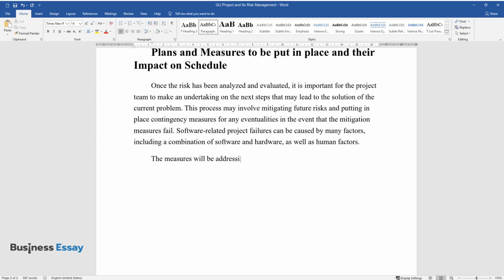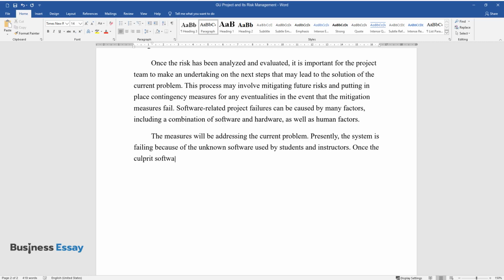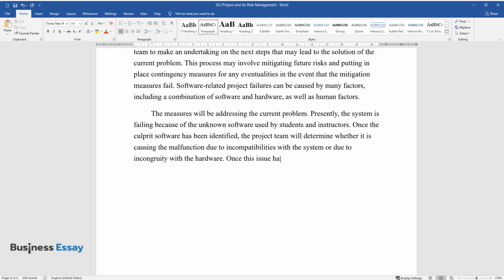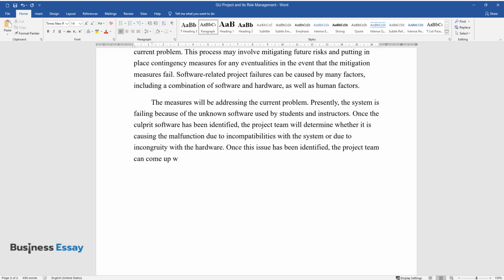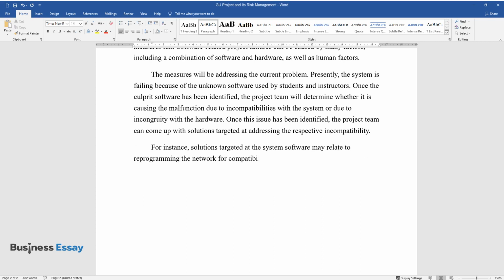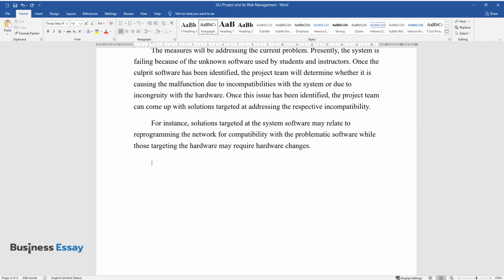The measures will be addressing the current problem. Presently, the system is failing because of the unknown software used by students and instructors. Once the culprit software has been identified, the project team will determine whether it is causing the malfunction due to incompatibilities with the system or due to incongruity with the hardware. Once this issue has been identified, the project team can come up with solutions targeted at addressing the respective incompatibility. For instance, solutions targeted at the system software may relate to reprogramming the network for compatibility with the problematic software, while those targeting the hardware may require hardware changes.